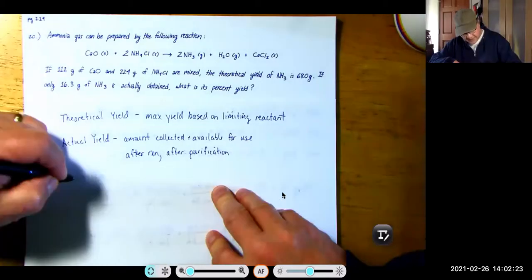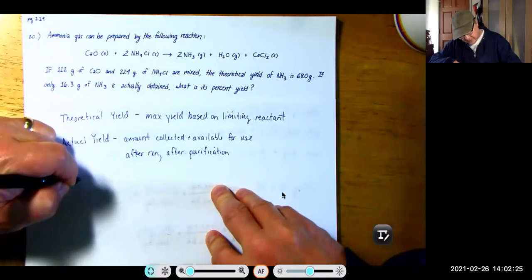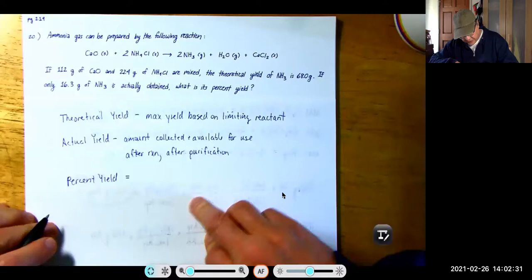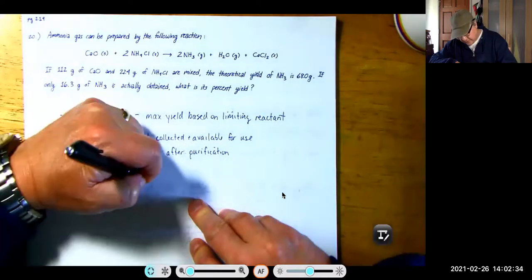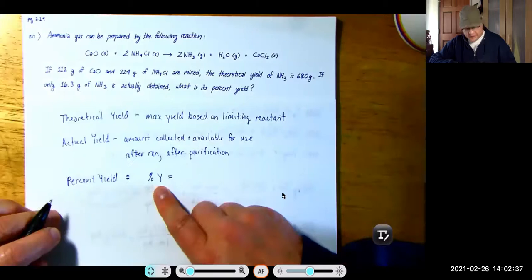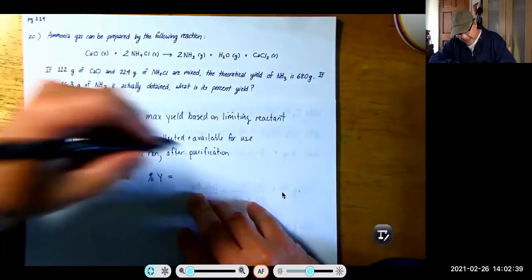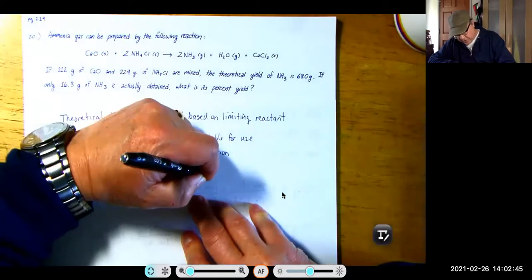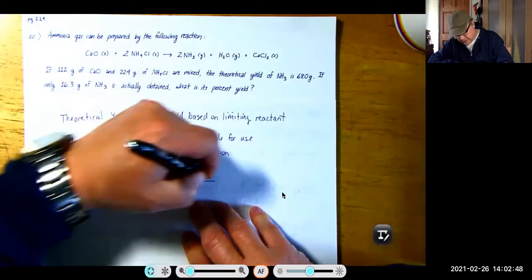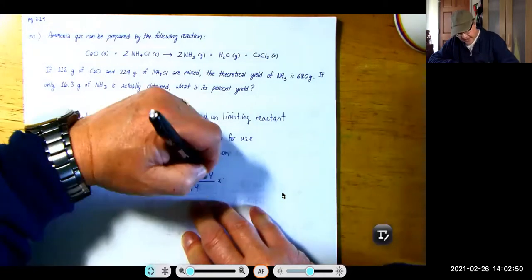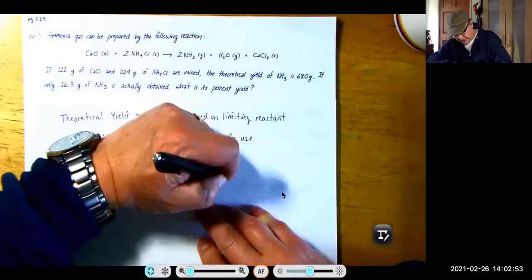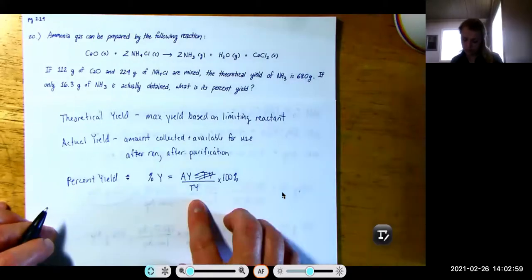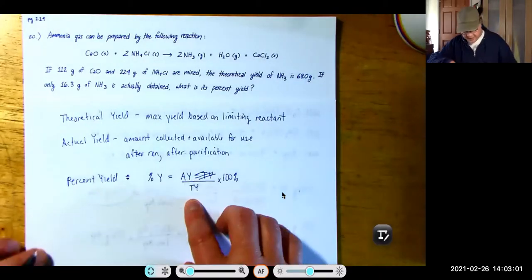Now, the percent yield is actually a formula. And the formula for percent yield is as follows. So percent yield is equal to the actual yield minus the theoretical yield over the theoretical yield. Oh, my bad. It's the actual yield over the theoretical yield times 100%. I was giving you a percent error. So it's the actual yield over the theoretical yield times 100%.